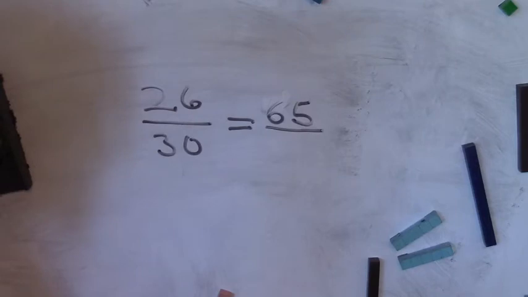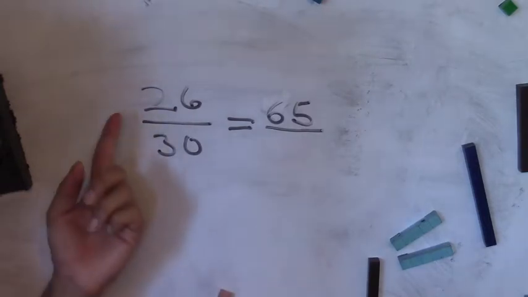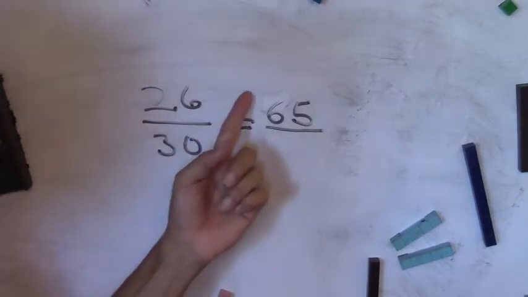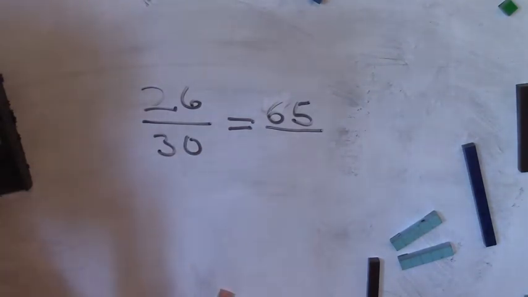Alright, yay! And we have no feedback sound. Alright, so 26 is to 30 as 65 is to what? Okay, so let's find the relationship. That's fine, that's beautiful. That's the first thing you've got to do. Let's find the relationship. What's the relationship?